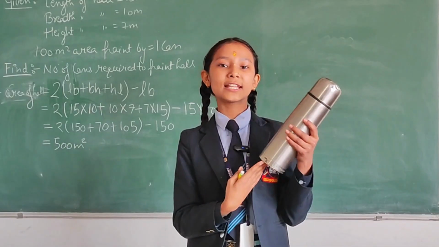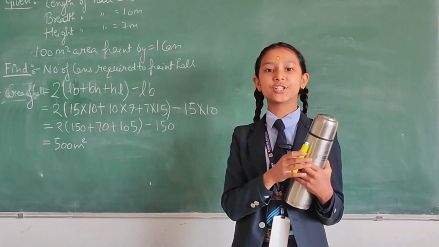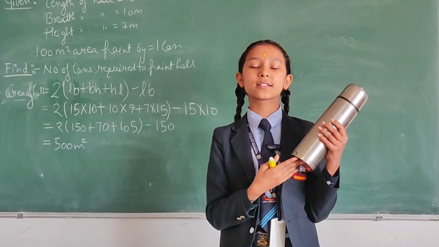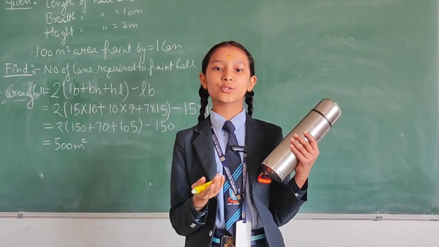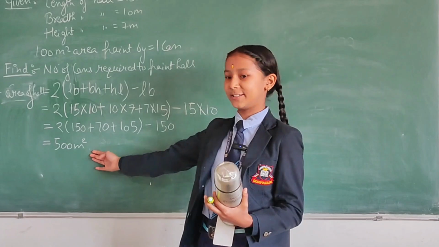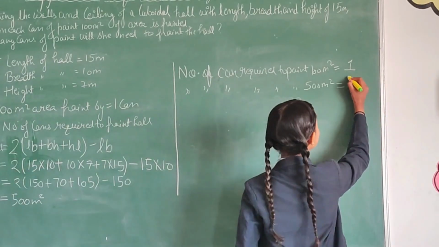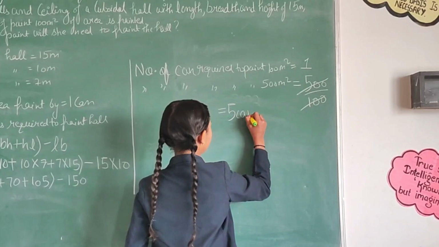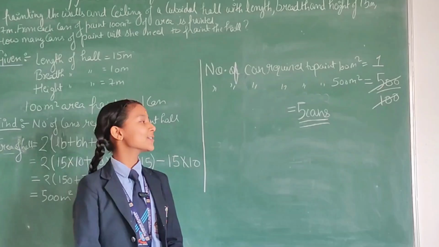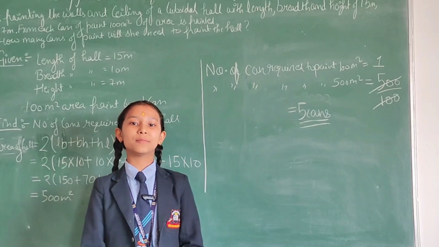So after putting the values, here is our area of this cuboidal hall. So now we can consider this bottle as a can, and here as it is given in the question that 1 can of paint covers 100 meter square. So we have to find how many cans are required to cover 500 meter square. Here this is our answer. We need 5 cans to paint 500 meter square.